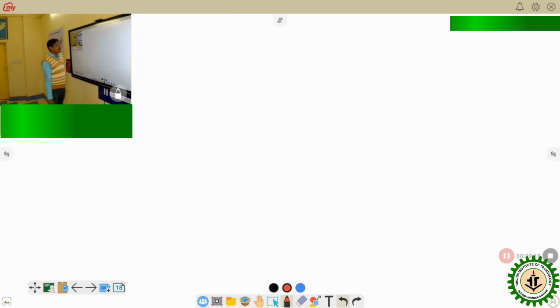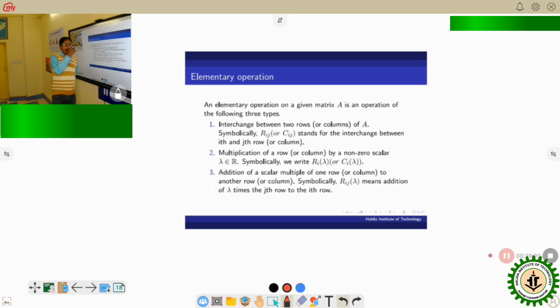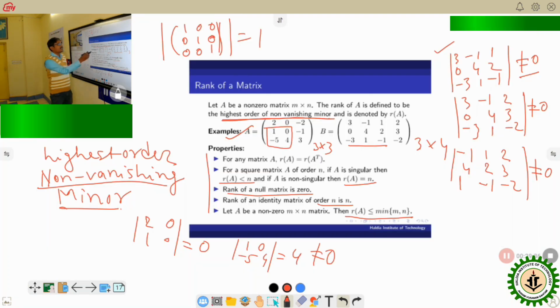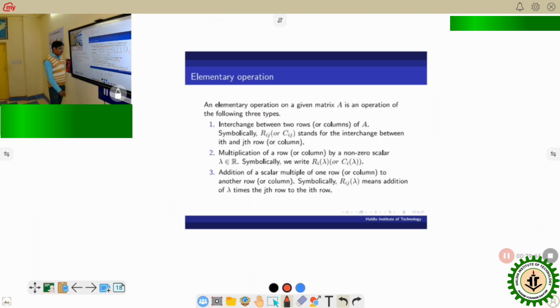But the difficulty is that if your matrix is of higher order, that means 5 cross 6, 6 cross 7, 10 cross 10, 50 cross 50, 100 cross 100, then using this definition you cannot determine the rank of the matrix. This is the biggest problem. For that case, that's why we use elementary operations. There are 3 types of elementary operation.